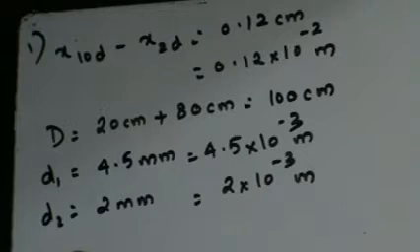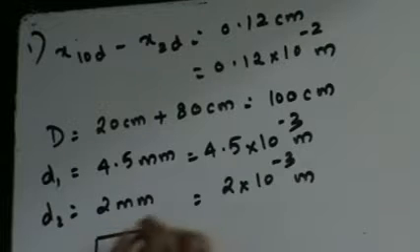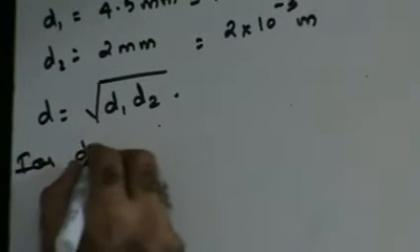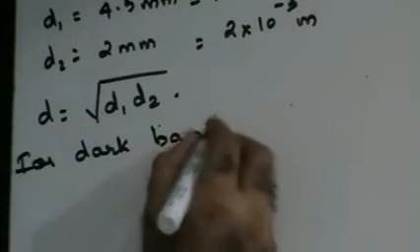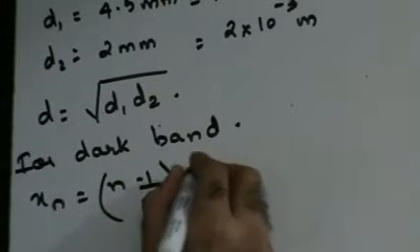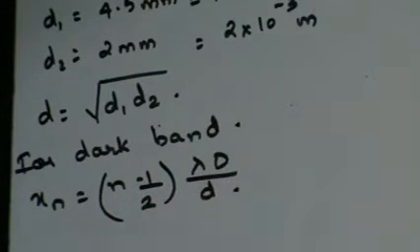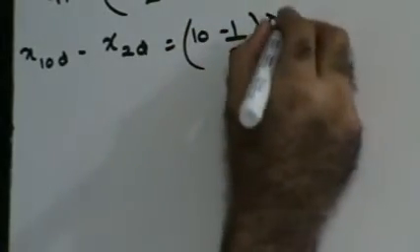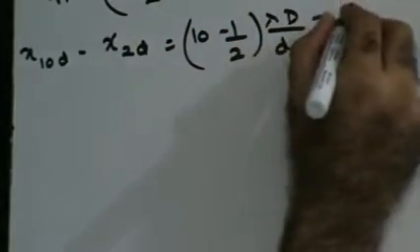Now guys, for dark, first of all I can find out the distance between the two slits. Distance between the two slits is square root of d1 into d2, right? Now for dark band I can say xn is (n minus 1/2) lambda D by d, right? Now the distance between the 10th dark band and the second dark band on the same side is going to be (10 minus 1/2) lambda D by d minus (2 minus 1/2) lambda D by d.